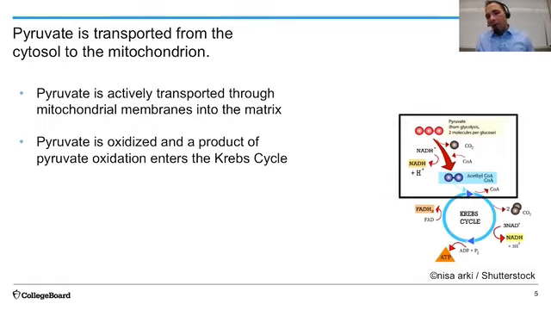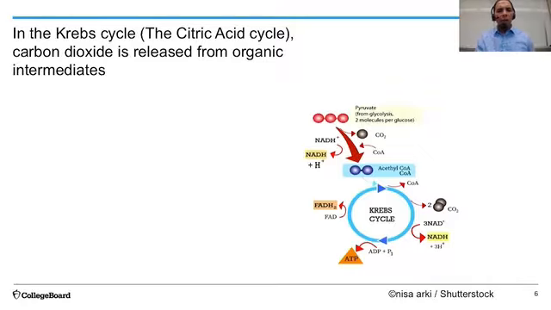So around that black box there, we're showing pyruvate, right? We're showing it's being oxidized, and then we have its new product. So let's talk about the Krebs cycle now, or what's sometimes called the citric acid cycle. In the Krebs cycle, carbon dioxide is released from organic intermediates.